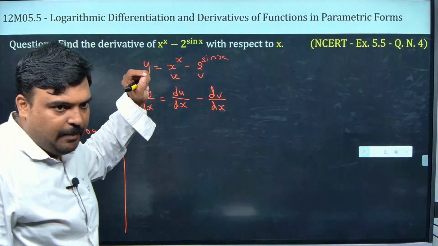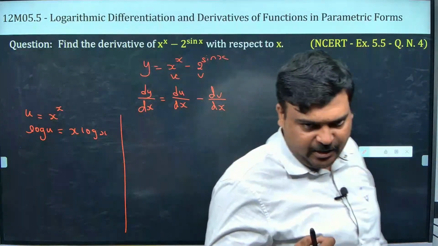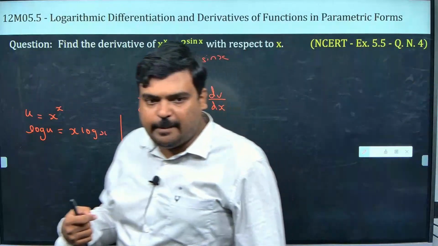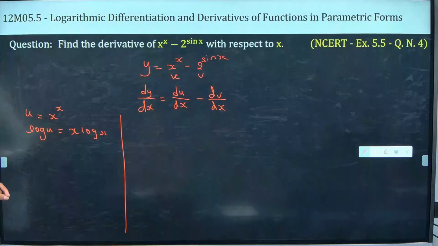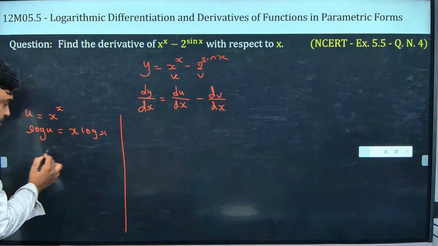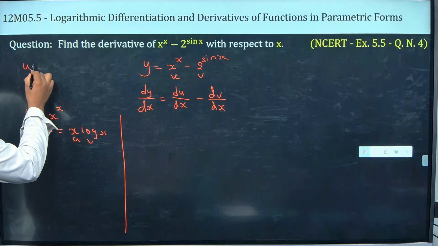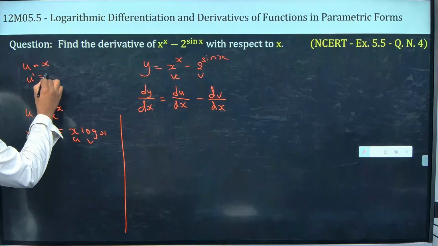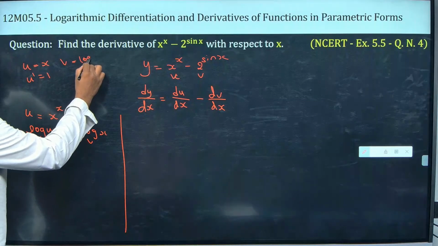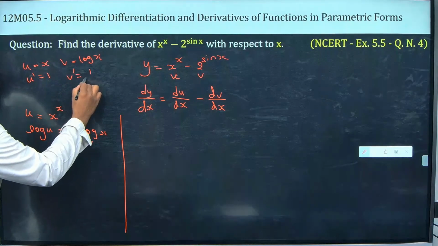Power law, I have brought in multiplication. Okay, anybody who is not understanding can stop me here. Are you getting? So now this is how this has to be differentiated. u is equal to x, u dash is equal to 1, v is equal to log x, v dash is equal to 1 by x.